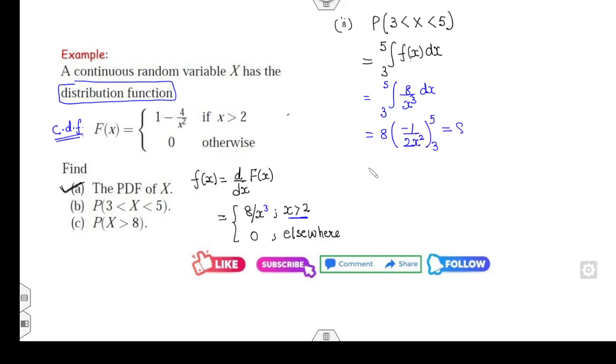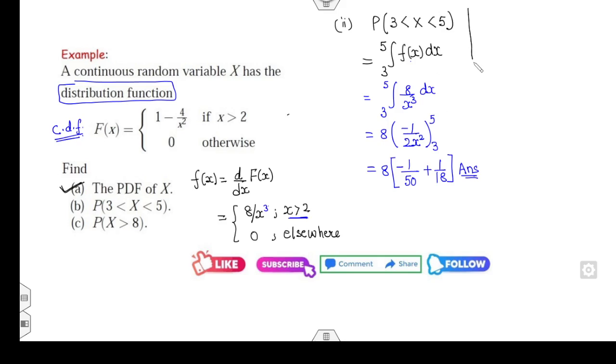Now you can integrate them. It will be 8. If you substitute minus 1 over 2 times 5 square, 5 square is 25, 25 into 2 is 50, minus minus plus 9, 9 times 2 is 18. Now after that you can take the LCM and get the right answer.